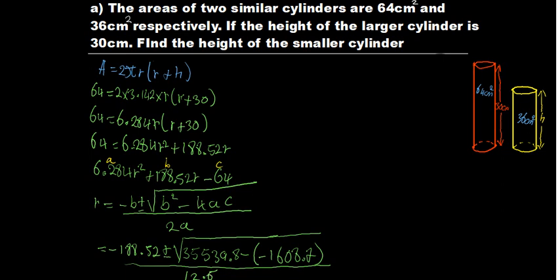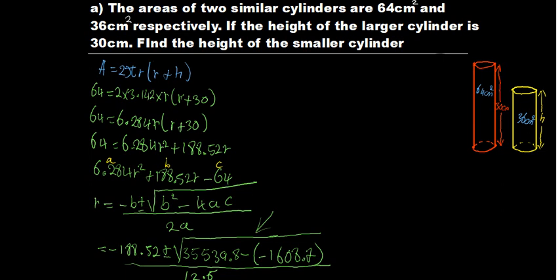So under the square root there, what we have is 35,539.8 minus 1,608.7. Since there is a minus here, it becomes a positive. So what we have is 35,539.8. I add it with 1,608.7. Okay, what I have is 37,000.